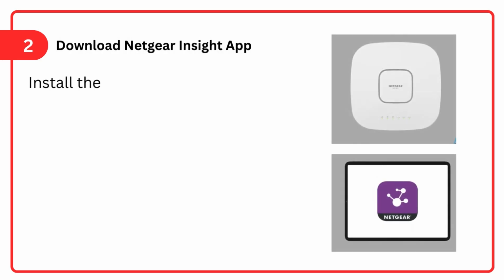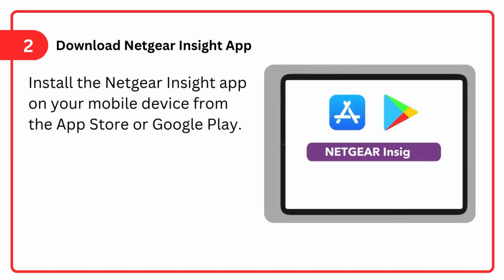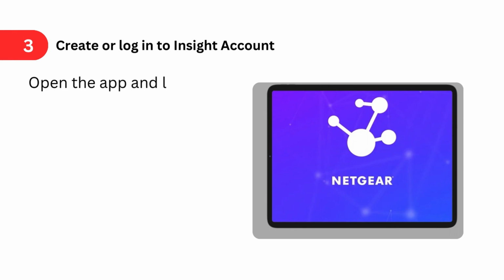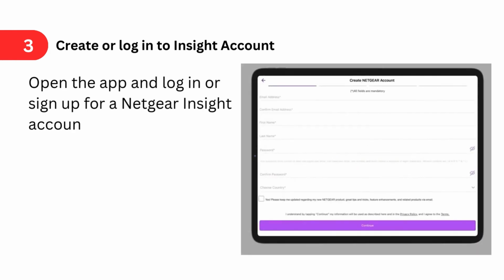2. Download Netgear Insight app. Install the Netgear Insight app on your mobile device from the App Store or Google Play. 3. Create or log into Insight account. Open the app and log in or sign up for a Netgear Insight account.